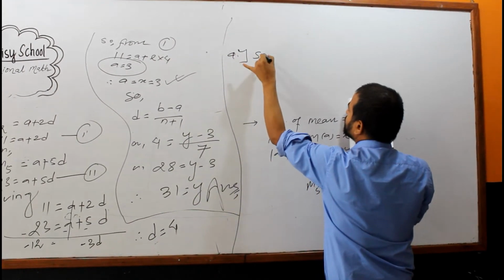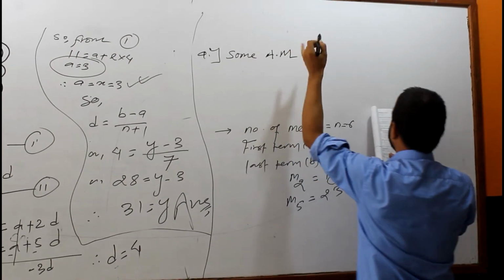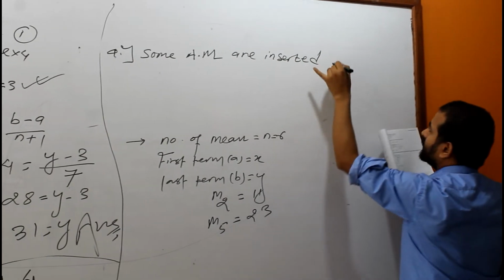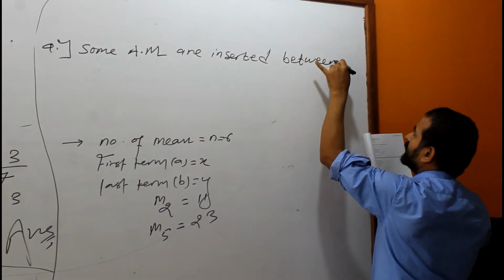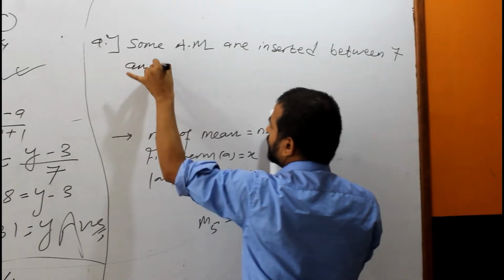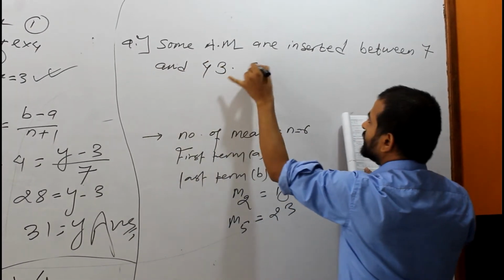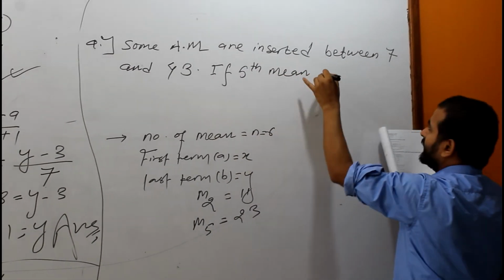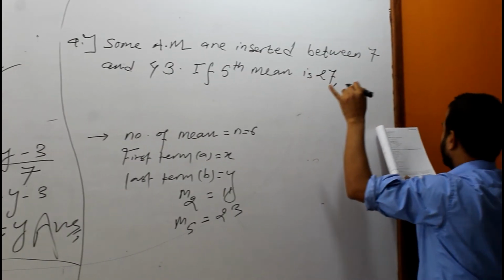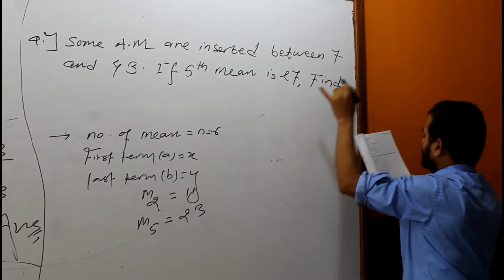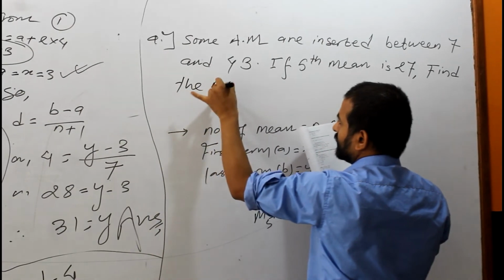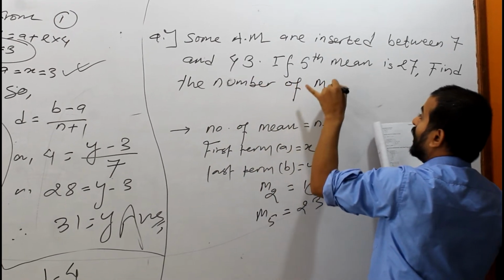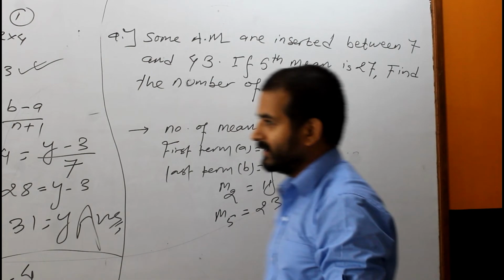Question: Some arithmetic means are inserted between 7 and 43. If the fifth mean is 27, find the number of means. How many means are there? We have to find the number of means.